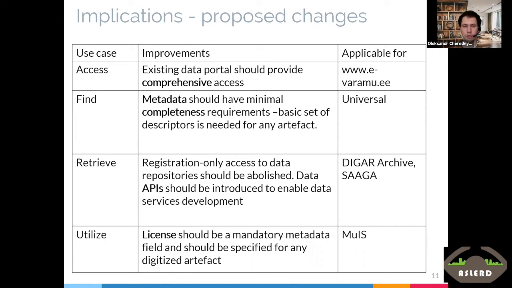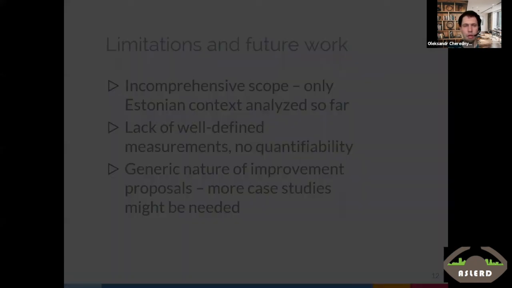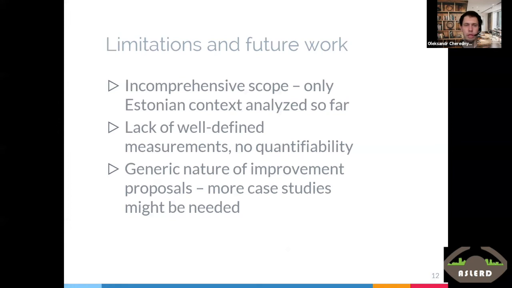In terms of retrieval, the key gap here is the lack of APIs, and it's important to implement the APIs for further data reuse and integration. And finally, for the utilization, the license for the open cultural data set should be a specific mandatory metadata field, and that should be specified in all cases, because otherwise the reuse is also not quite possible.